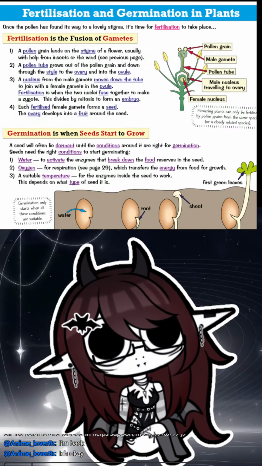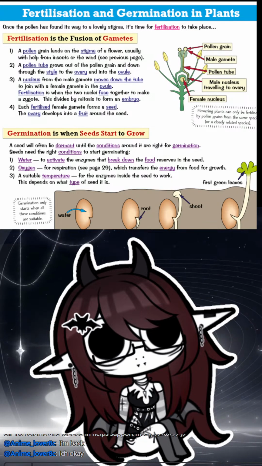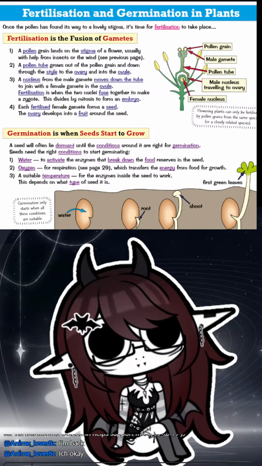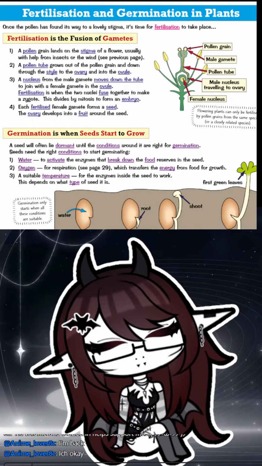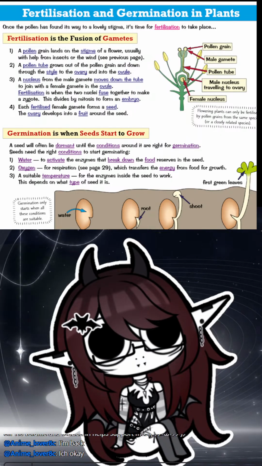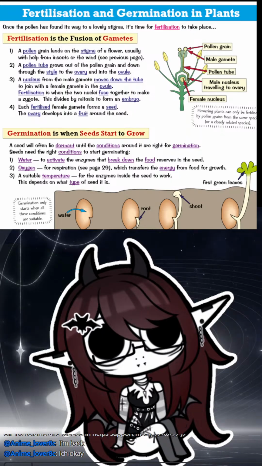Fertilization is when the two nuclei fuse together to make a zygote. This divides by mitosis to form an embryo. Each fertilized female gamete forms a seed. The ovary develops into a fruit around the seed. Now, let's look at this. Okay, pollen grain lands on the top of the stigma. It goes down the style, and then it meets up in the ovary to an ovule.